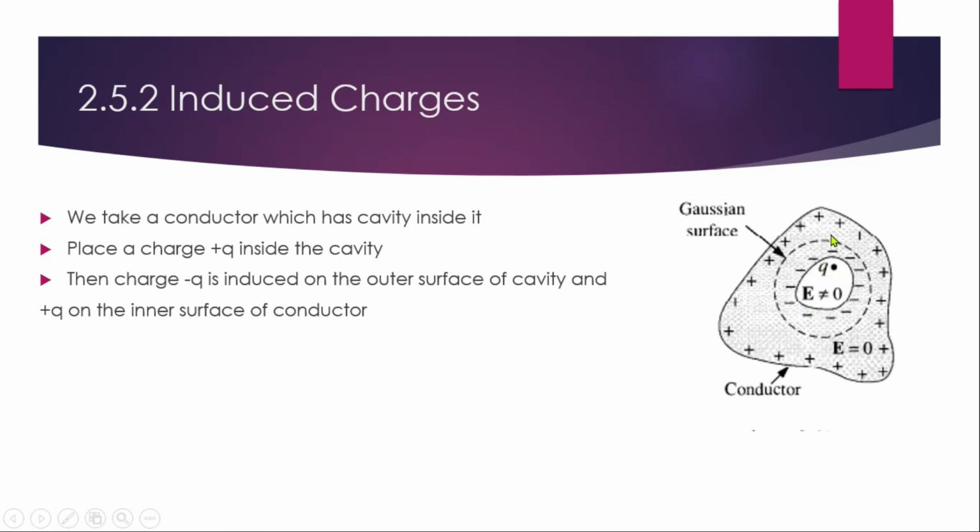Because all the negatively charged electrons are attracted toward the surface of the cavity, it creates the positive charge on the further side of the conductor. So positive charge is induced on the surface of the conductor, and these positive charges are uniformly distributed to make the tangential field equal to zero. This is due to the repulsion of the positive charges.